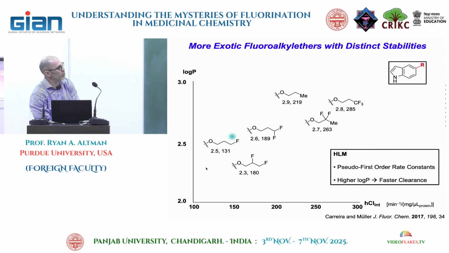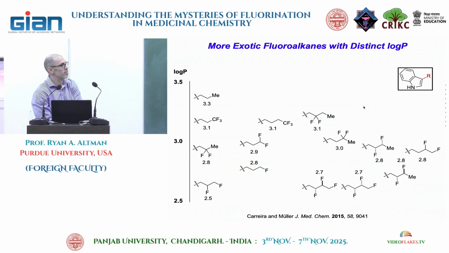These are systems for which you had an ether linkage between your heterocycle and the aliphatic system. These other systems are similar, you just don't have the ether. So this is just the alkyl group coming off the heterocycle. And again, this is where we start thinking about the substructures that you're considering. With this vicinal difluorination, you can decrease lipophilicity overall.